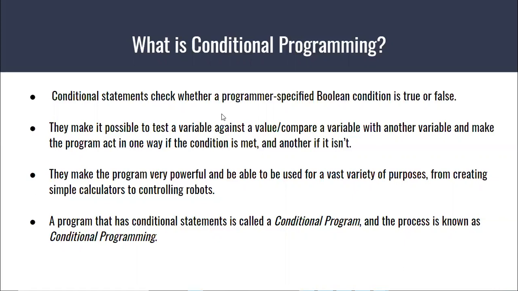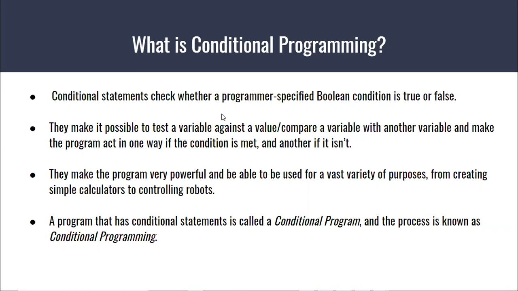But you can have very small flags. I'm calling them flags, but they're Booleans, true or false. Anything from, is this component visible, or is this person an administrator? Things like that. Sometimes you need to check, and it gets complicated when you have multiple flags going on, but that's a Boolean condition. Sometimes it's called a flag in programming. Conditional programming makes the program very powerful. You'll be able to use it for a variety of purposes, from creating a simple calculator to controlling robots, right?